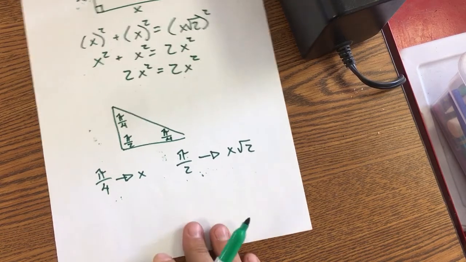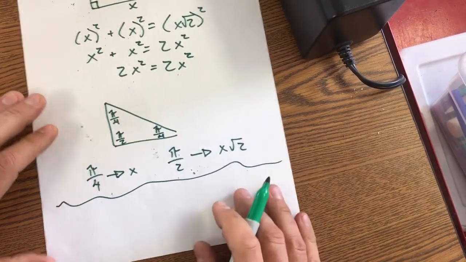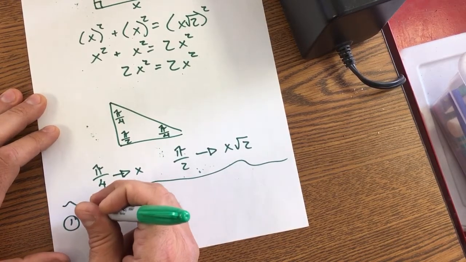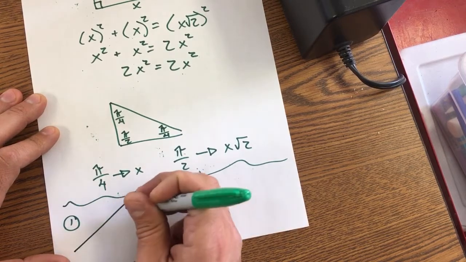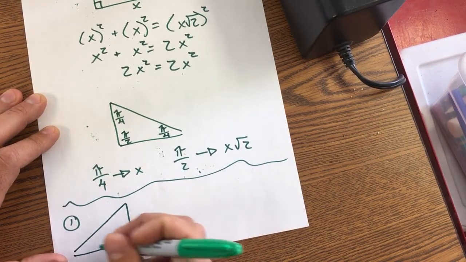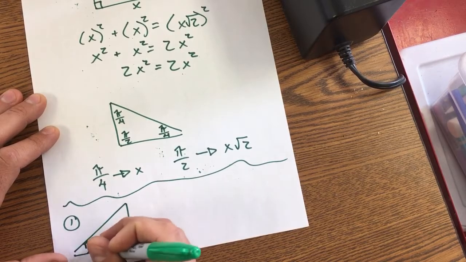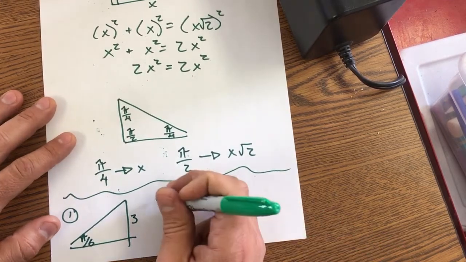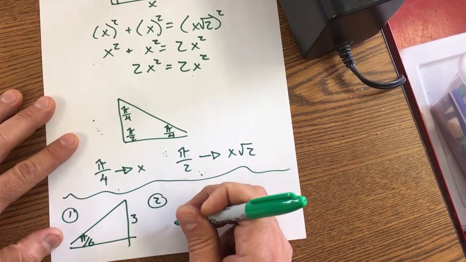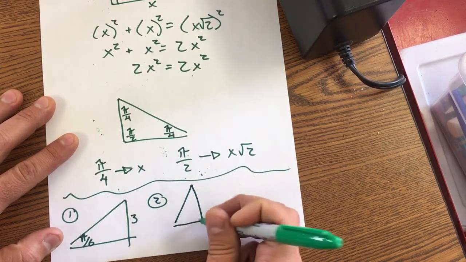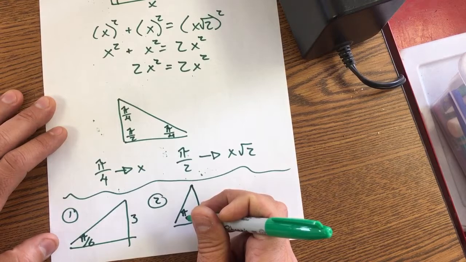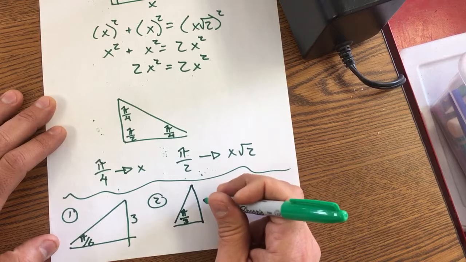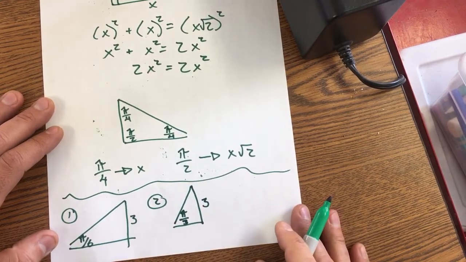Now I told you I wanted you to do some problems on here, so here are the problems that I want you to do. Number 1, find all the sides. This is a, well, hopefully I can draw it big enough. This is pi over 6. This side is 3. Find all of the sides. Number 2, this is pi over 3. This is 3. Find all of the sides.